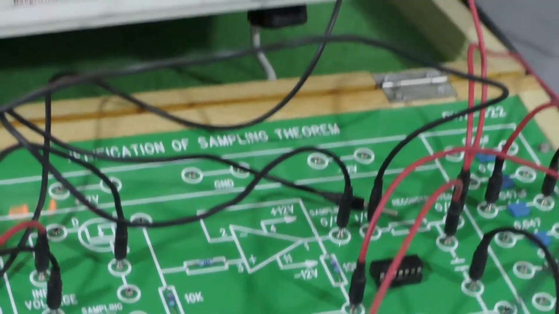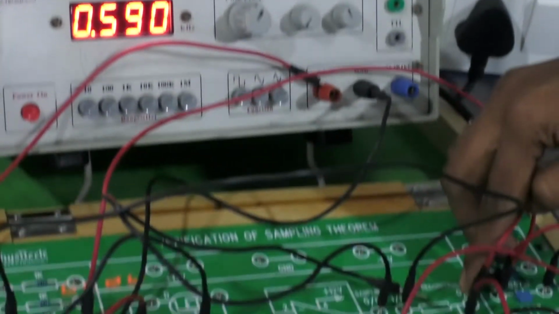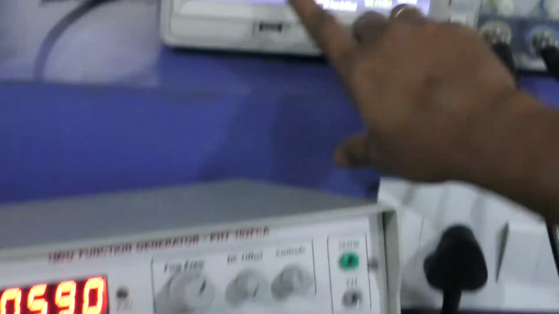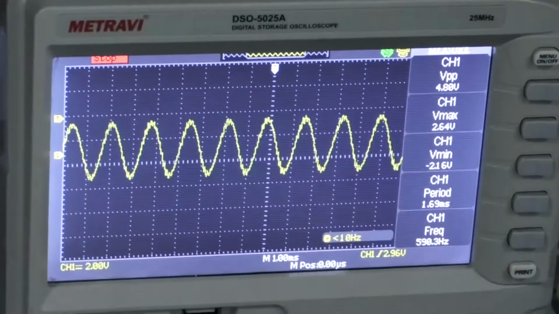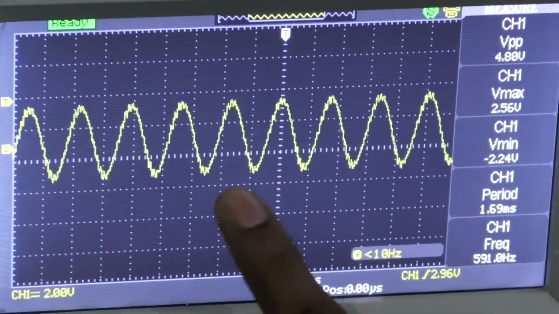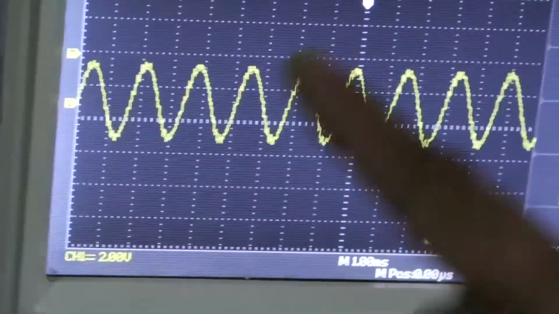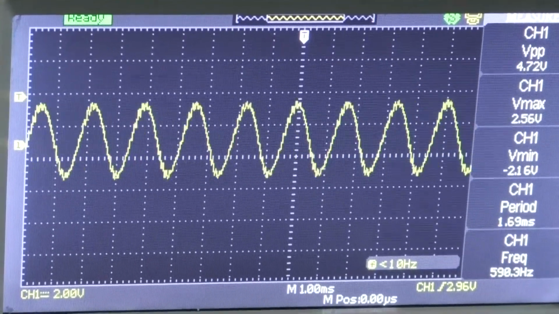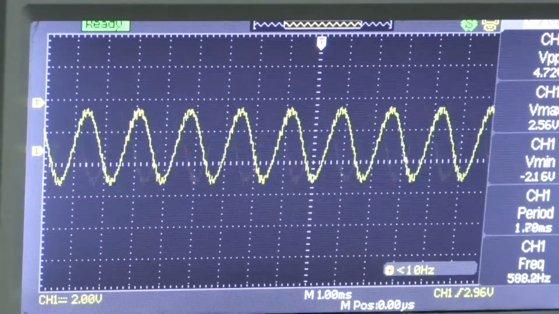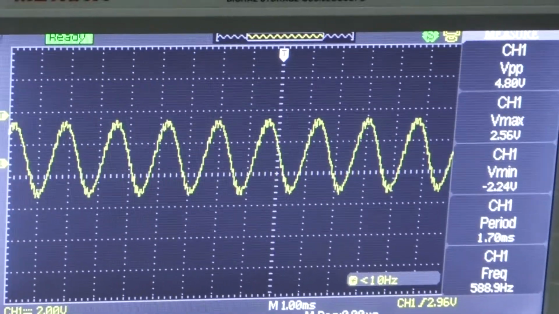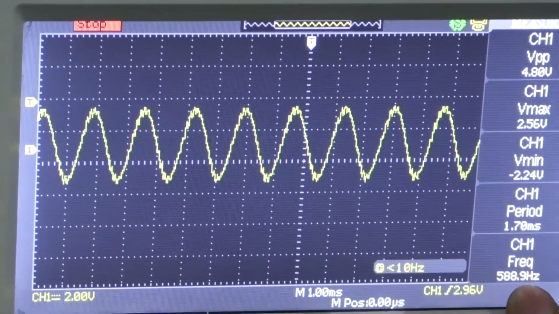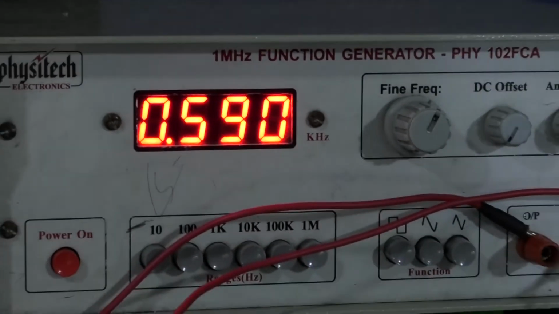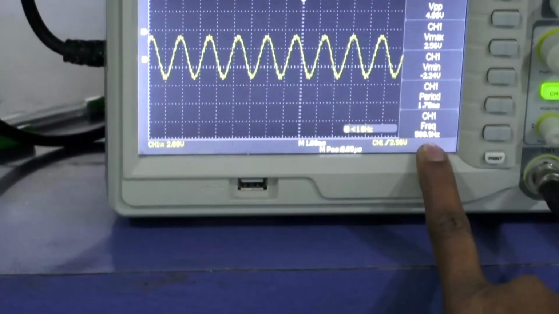Now let us see the output. So this is the reconstruction output. Here you can see the CRO. This is the message signal. What we have given as input, we will get as output. The original message signal is 589 or 590 hertz, and here you can see the output frequency is 588. Almost both the message signal, input signal and reconstructed signal, are the same, with a little bit of distortion.